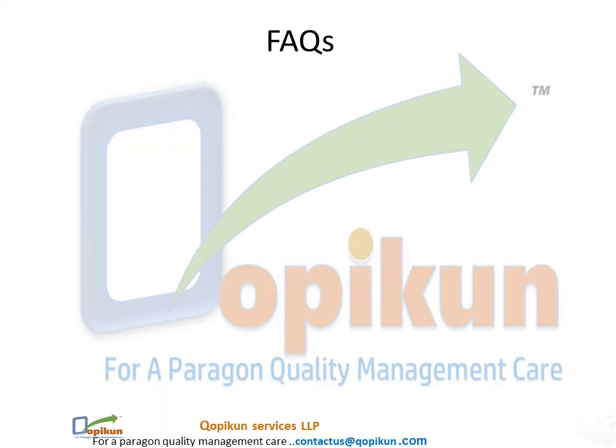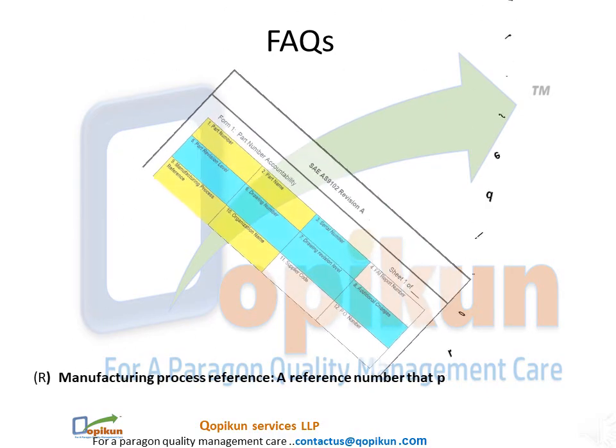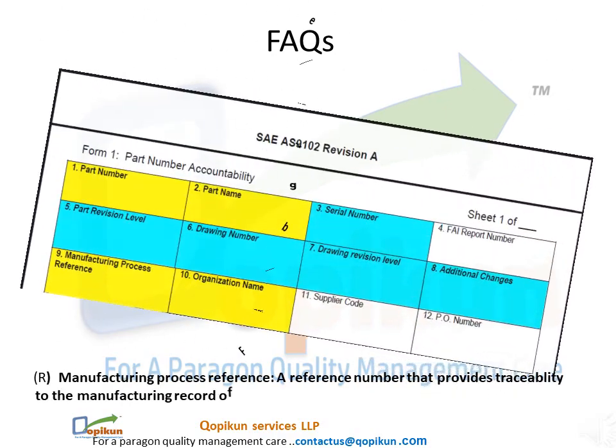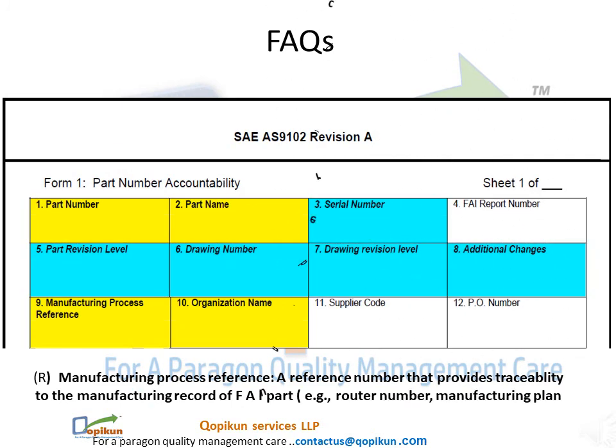FAQs. Manufacturing Process Reference: a reference number that provides traceability to the manufacturing record of the FAI part. For example, router number, manufacturing plan number, etc.